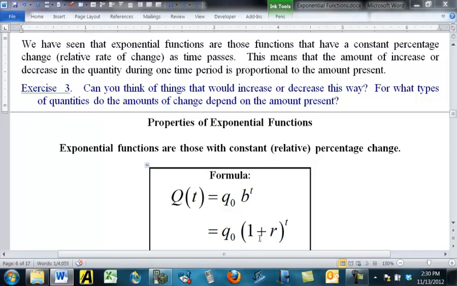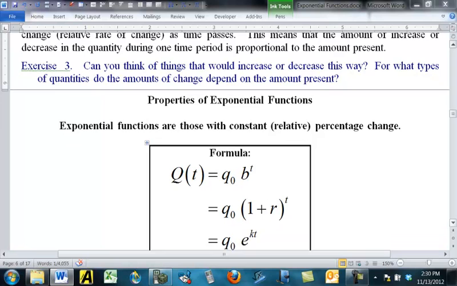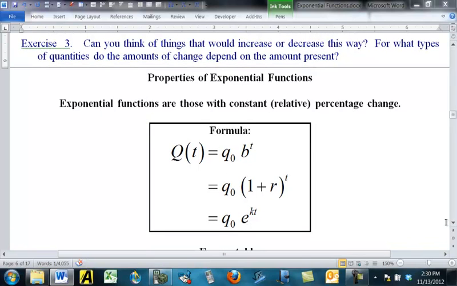But we can also replace base by 1 plus R, and that'll be useful in many applications. We're going to see later on that we can replace the base by e to the k, so we get q sub 0 e to the kt in this type. E is actually an irrational number. It's a number a little bit less than 3, about 2.72, and it's a naturally occurring number that we're going to see actually in these notes, but in the next video a little bit below.